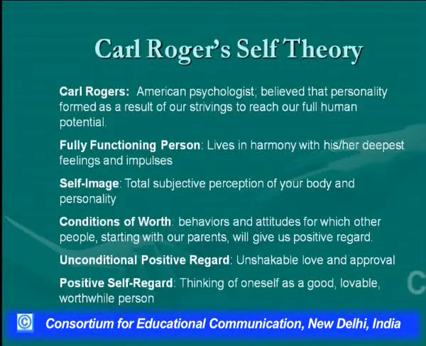We discussed the characteristics of self-actualized people, that is, they are very spontaneous, they are very comfortable, they are satisfied, they are profound, they have the best interpersonal relationships, and as far as solitude is concerned, they are very comfortable in this regard, and they have peak experiences in their life. Then we discussed Carl Rogers' self theory; he was an American psychologist. He believed that personality is formed as a result of us striving to reach our full human potential. So if you try to achieve the maximum potential of an individual, you become the best personality.